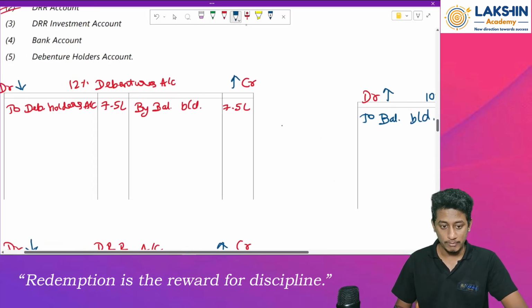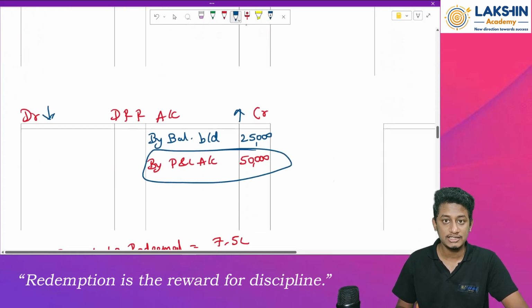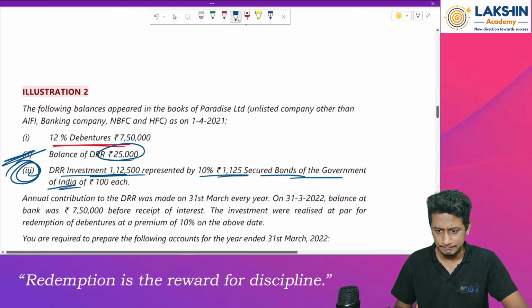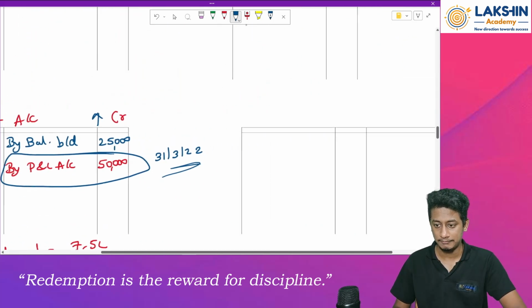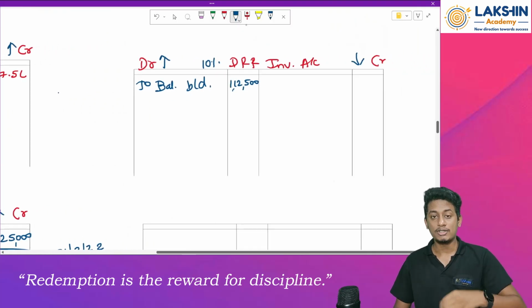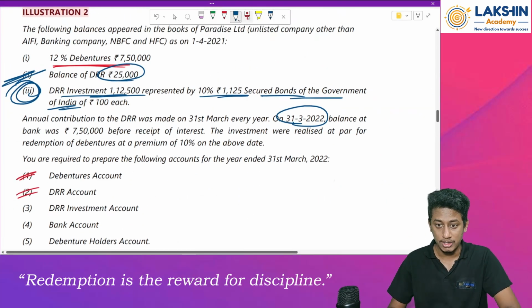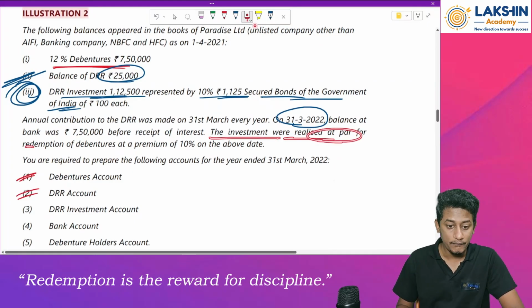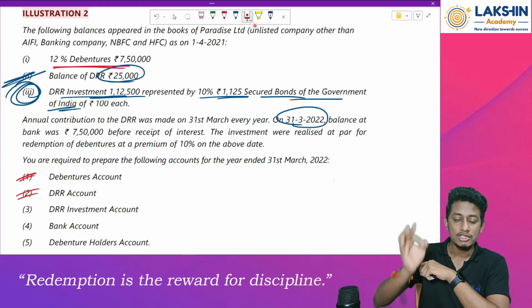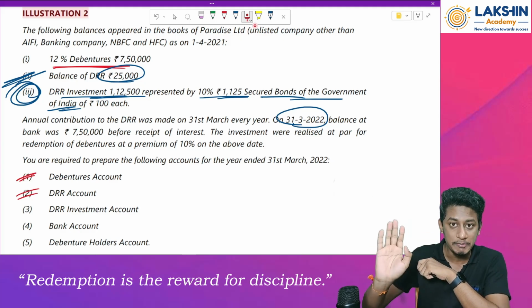One thing I forgot to mention is whatever you create over here is on the year end. Clear? This is created on the year end, that is 31st March of 2022. On this date you create this. Now what about the investment? Whatever investment reserve you have, as per the question, have a look at what they have told us. The investments were realized at par for redemption on the above date. Because I am redeeming the debentures now, I am selling off the investment.